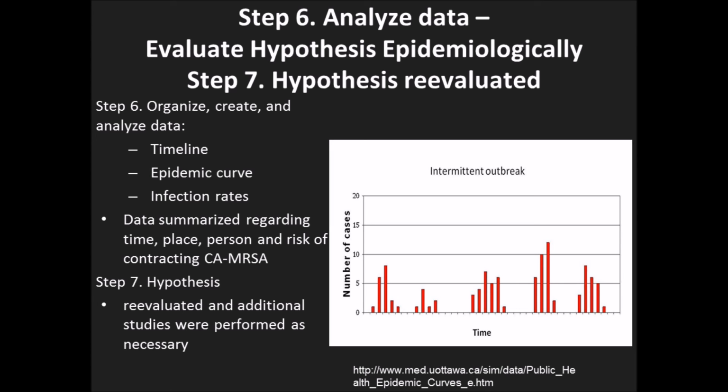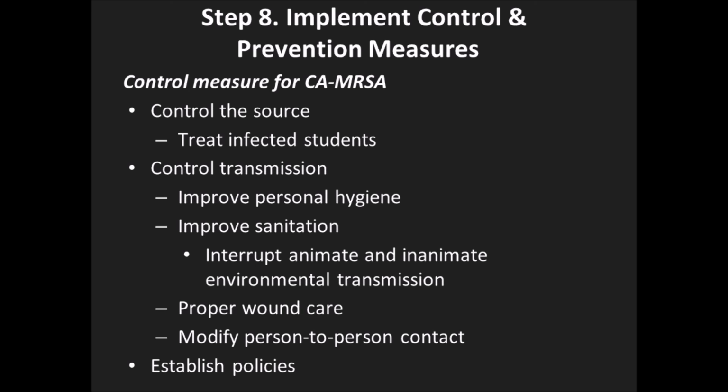The data was organized and analyzed to create and assess the timeline, epidemic curve, and infection rates. Data was then summarized regarding time, place, person, and risk of contracting CA-MRSA. Our team continued the investigation by implementing control and prevention measures, and additional studies included controlling the source, transmission, modifying the host response to exposure, and establishing policies.